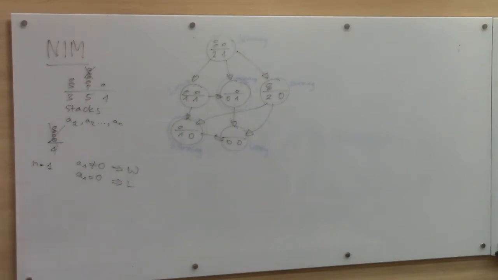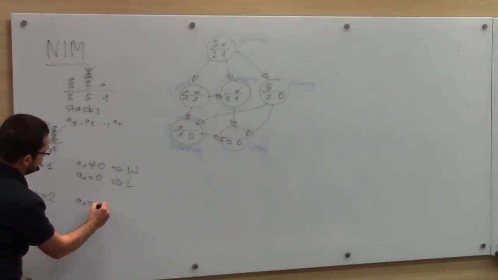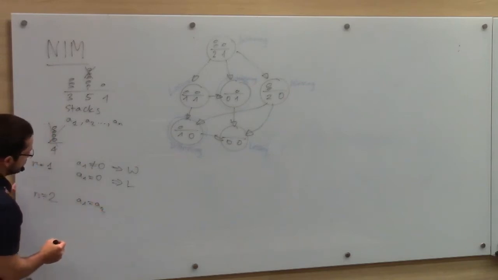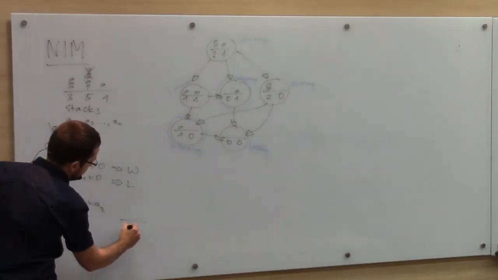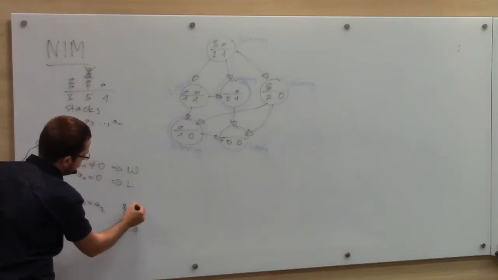Okay, so the second easy case is when n equals 2, and actually then you have 2 different cases. One case is when A1 is equal to A2. So for instance, maybe you have 4 elements and 4 elements.